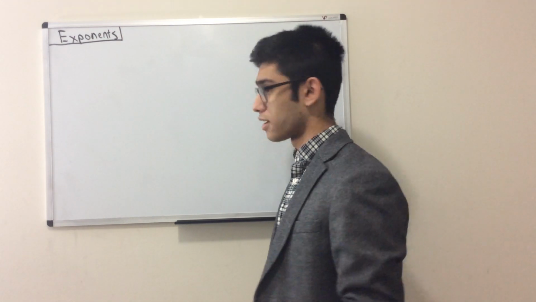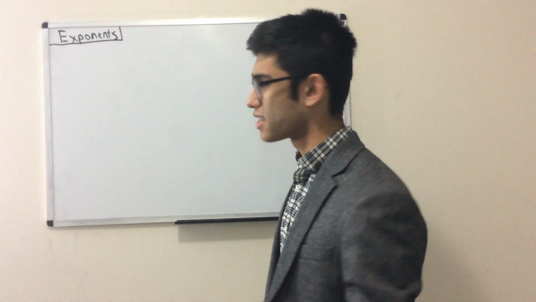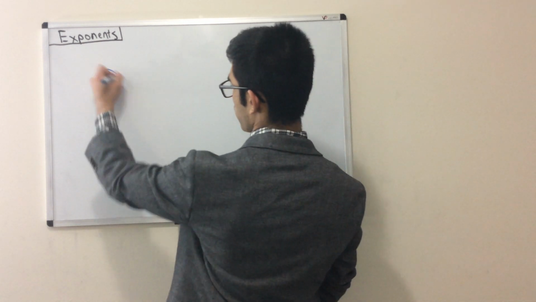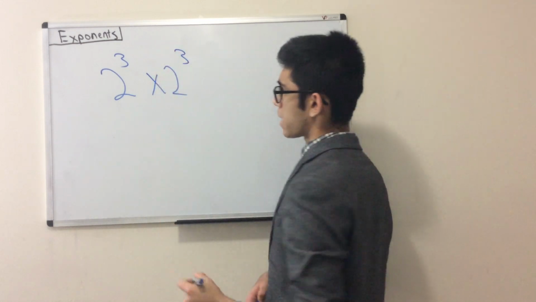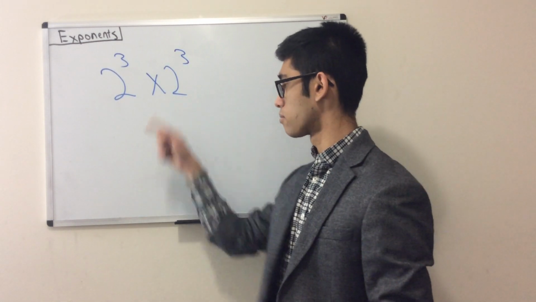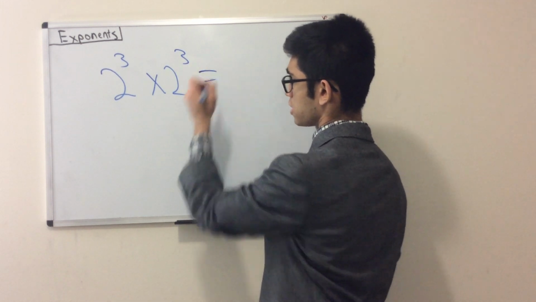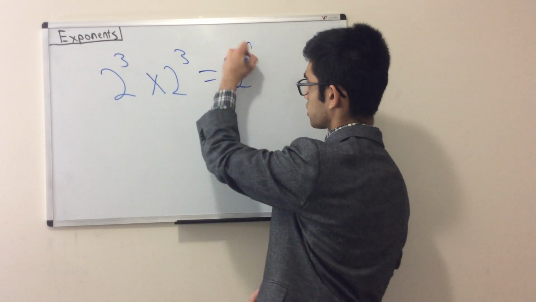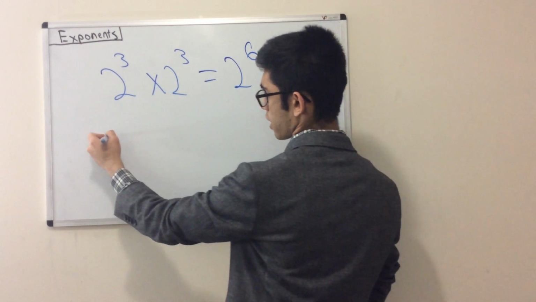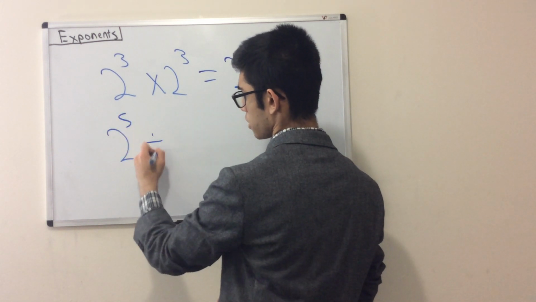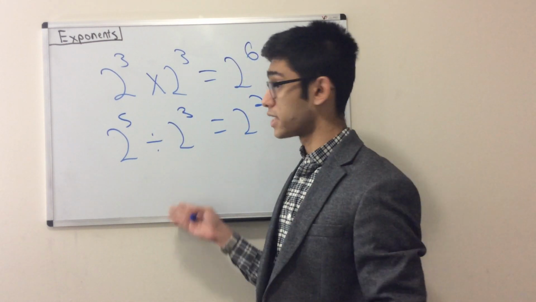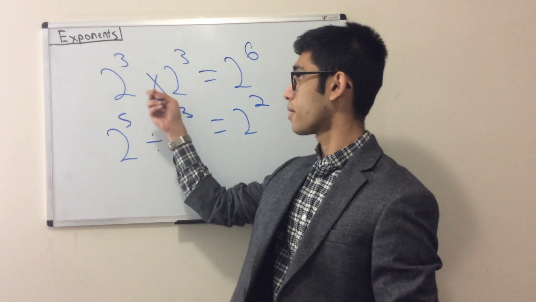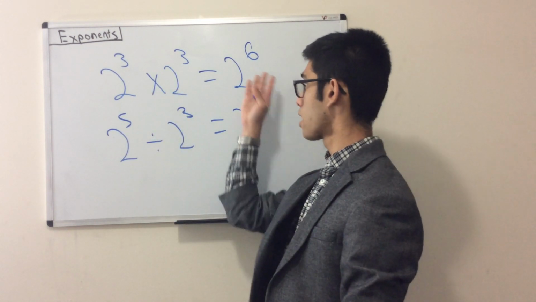So if I can find a marker, as you can see I'm always very prepared. Anyway, just to summarize what we did in the last video, maybe that's a good idea. If we had two numbers being multiplied that were the same base, base meaning the number, what I would do with the exponents is I would add them. So this would be 2 to the 6. And for division, if I had 2 to the power of 5 divided by 2 to the power of 3, I would have 2 to the power of 2. So if I'm dividing the same base with exponents, I just subtract, and if I'm multiplying the same base with exponents, I add the exponents.